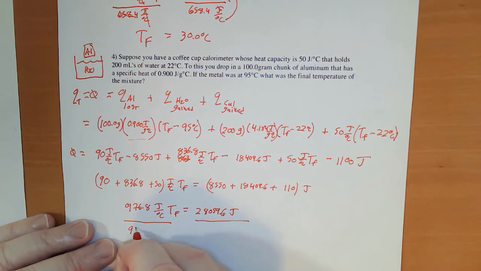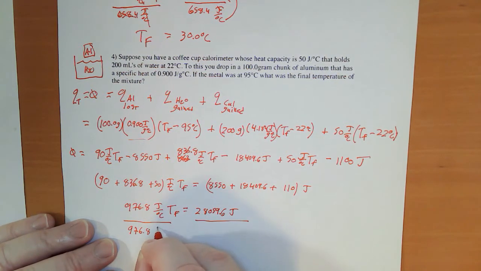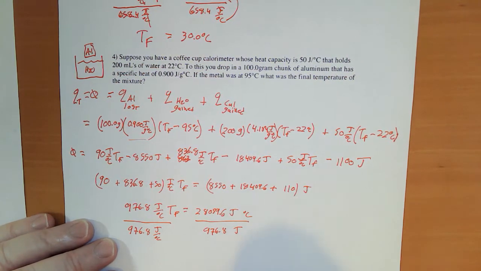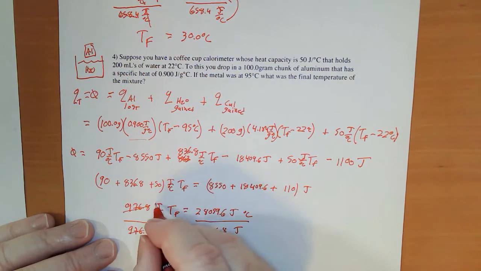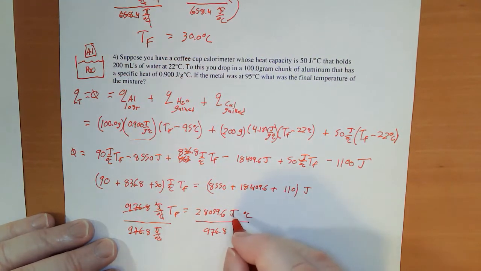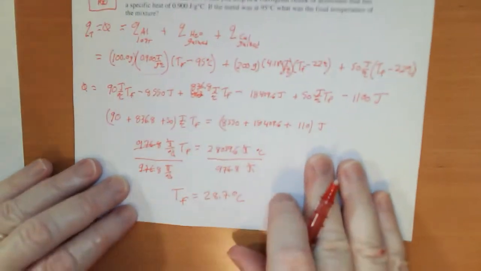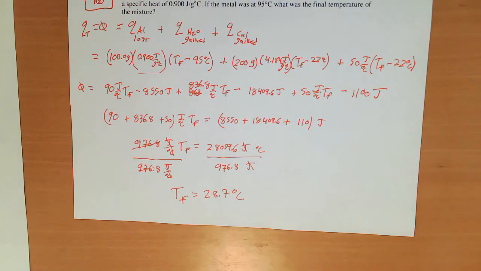I can divide both sides by 976.8 joules per degree Celsius. That cancels, joules cancels, and T final equals about 28.7 degrees Celsius.